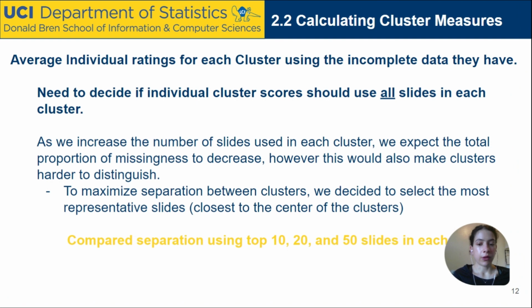However, we need to decide if the individual cluster scores should use all the slides in each cluster. We expect that the total proportion of missingness to decrease as we use more data. However, this would also make the clusters harder to distinguish, as there isn't great separation between the clusters, which we saw before, when we were looking at all 1,182 slides. But to maximize separation between clusters, we instead decided to use the most representative slides, that being the ones closest to the center or centroid of the cluster. And I hope to make this more clear in the following slides.